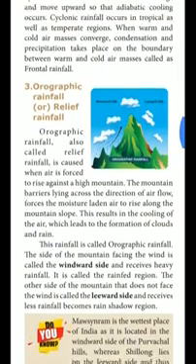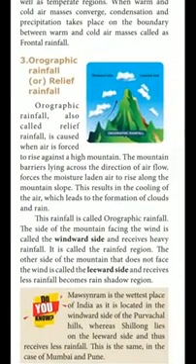The side of the mountain facing the wind is called the windward side, and the other side of the mountain that does not face the wind is called the leeward side. So on the windward side we will get more rainfall. At the same time, on the leeward side the rainfall will be less.